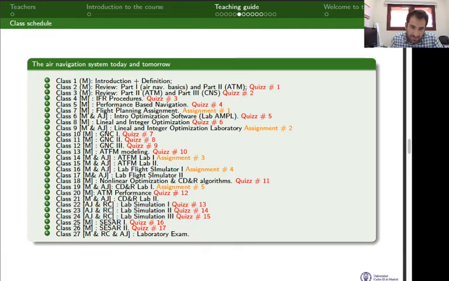And then SSR 1 and 2, this is linked to the future system of air navigation, right? And finally, we'll do a laboratory exam in class, which will try to assess whether you have understood and whether you have acquired the competences that we are trying to teach you in the different labs.